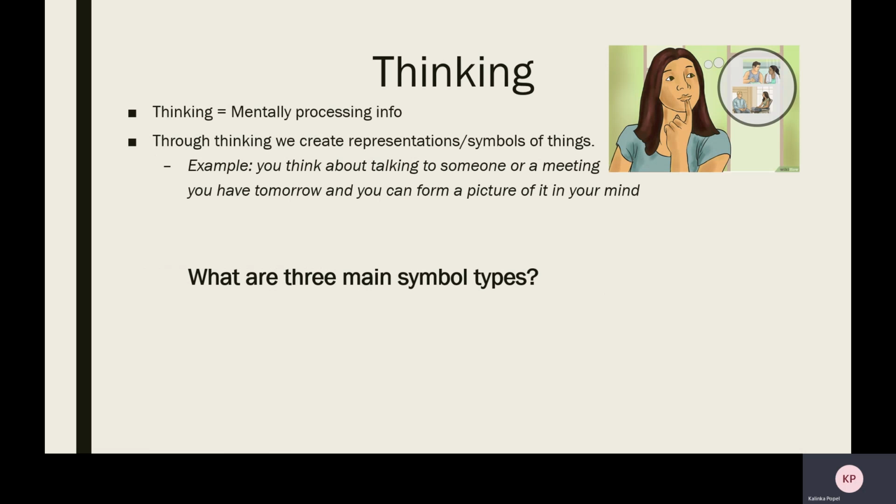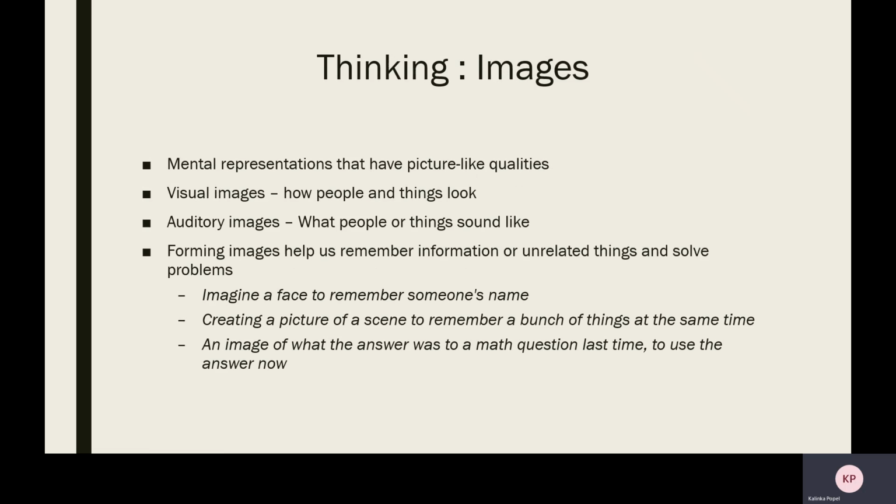So we're starting with thinking. Thinking is the way we mentally process information. And through thinking, we create representations or symbols of things. There are three main types of symbols. The first is images. Images are mental representations that have picture-like qualities. So visual images, auditory images, and forming these images help us to remember information or unrelated things and solve problems.